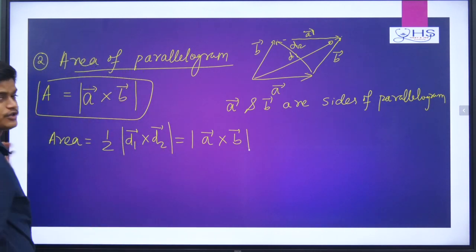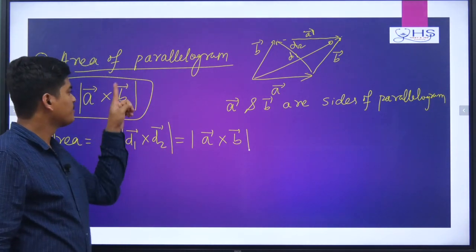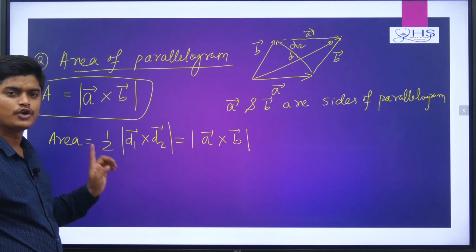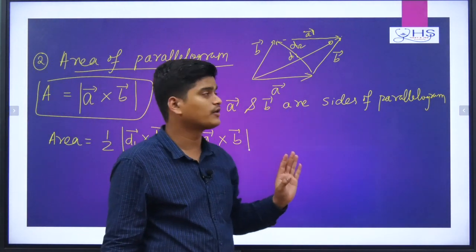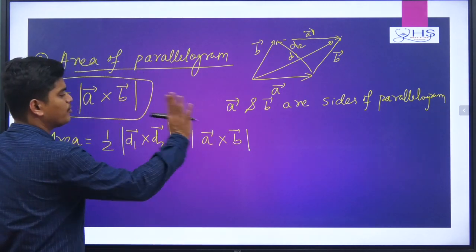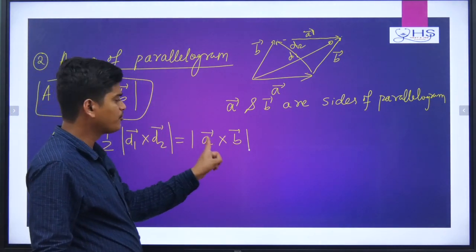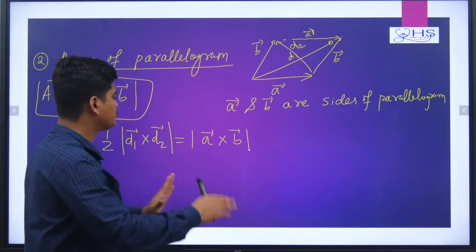That means the magnitude actually. A cross B will come as a vector. So if you take the vector magnitude, you will get the area. So area of a parallelogram, how to calculate? If A and B are two vectors given, two sides of a parallelogram, then simply you do A cross B mod. Mod means you have to take the magnitude, you have to find A cross B, then take the magnitude.